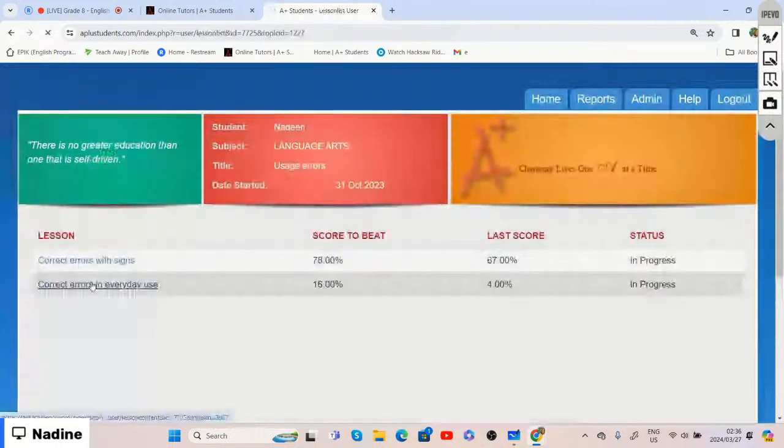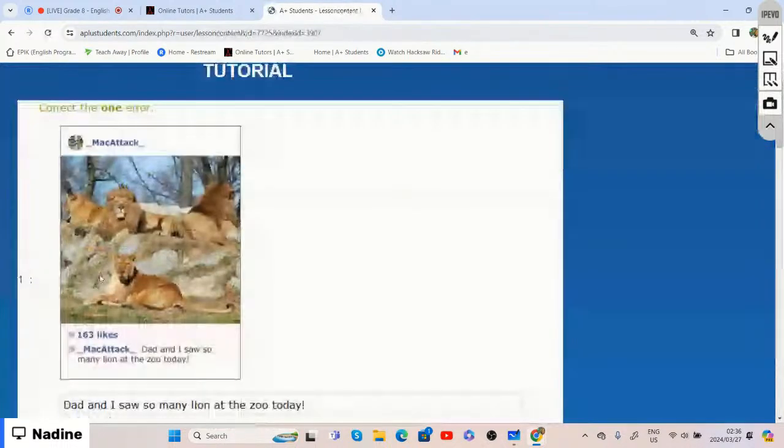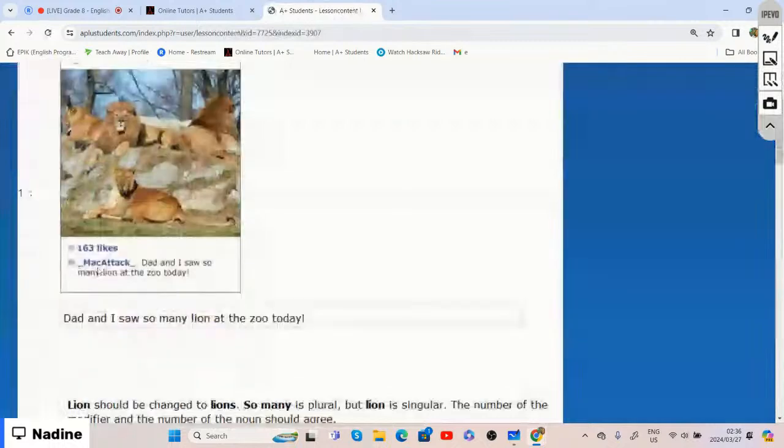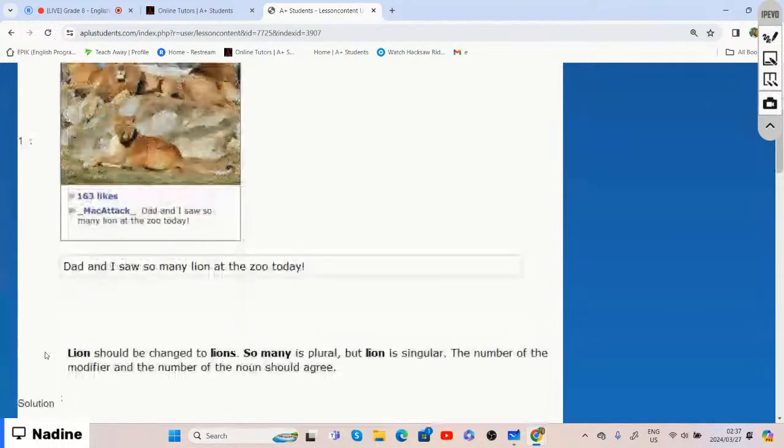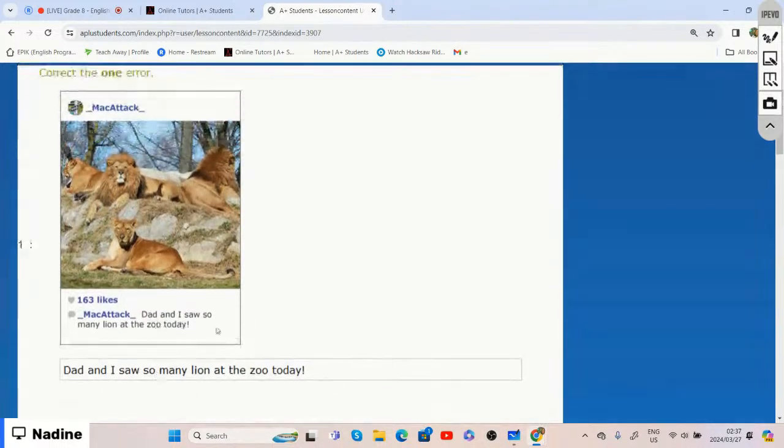Now we're going to correct errors in everyday use. Correcting errors in everyday use. All right, there we have some lions. It says we need to correct the one error. It says, Dad and I saw so many lions at the zoo today. Do we say so many lions or so many lion? Yeah, we need to change this word. Dad and I saw so many lion at the zoo today. How are we going to change that error?